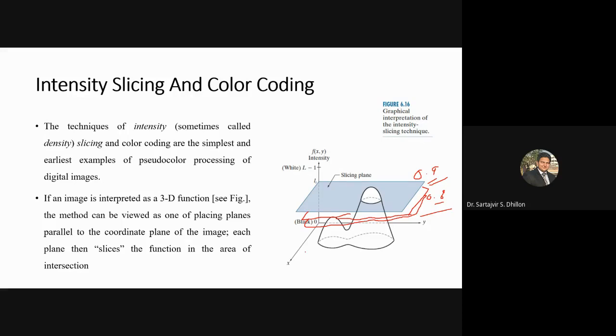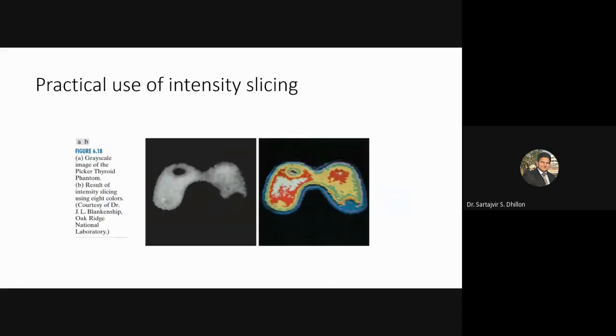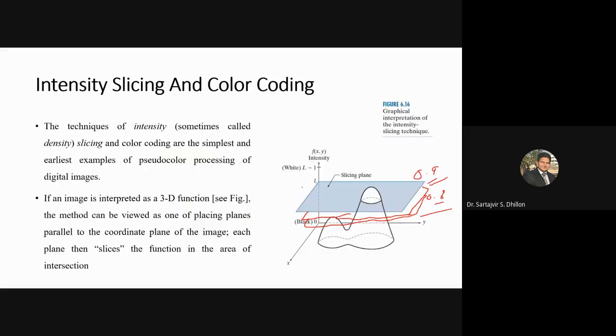And once you put the grayscale image into a colored format, you will see here there is a grayscale image, and this is a Pickering thyroid phantom, and the other one represents the result of intensity slicing using 8 colors. So here they have used 8 colors, and you can just check it out.